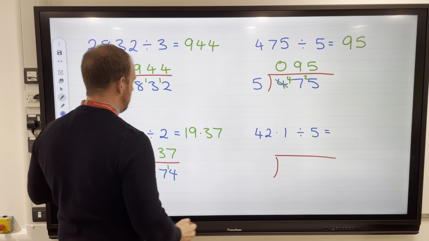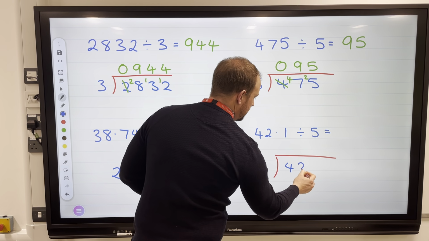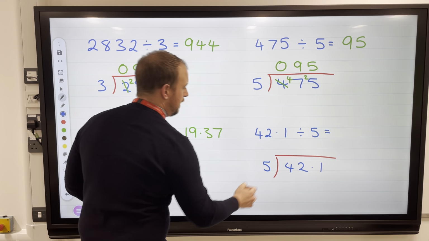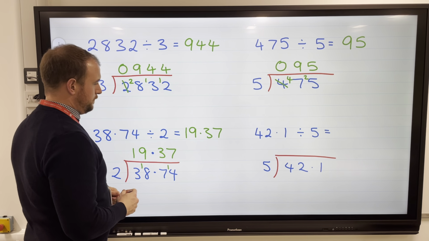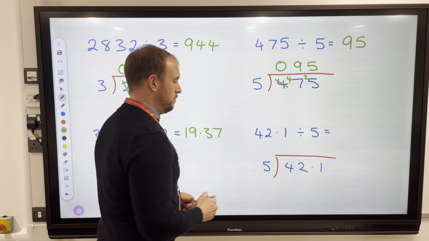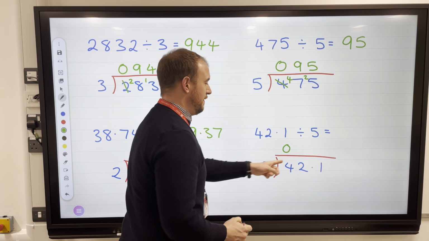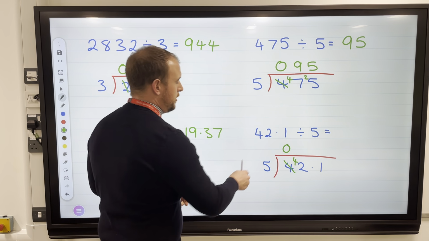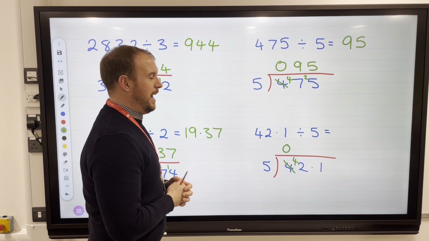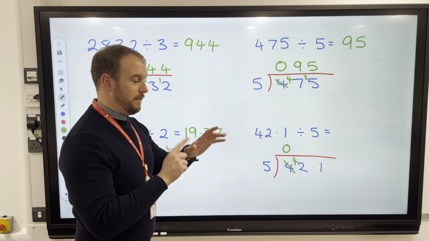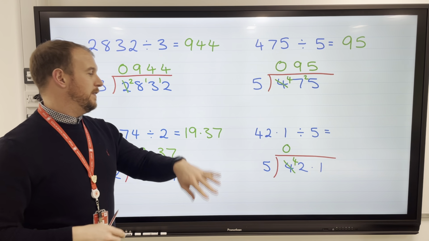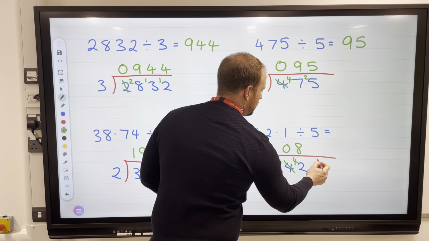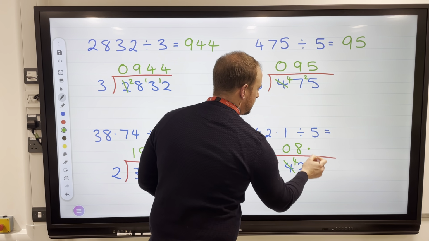Last one then, 42.1 divided by 5. Bus stop, first number inside, second number left out in the rain. Does 5 go into 4? No, it doesn't. Because I haven't used it, cross it out, carry it in front of the next digit. 5 goes into 42 8 times. 5 times table: 5, 10, 15, 20, 25, 30, 35, 40. 8 times with 2 left over. Oh, I forgot to put my decimal point.